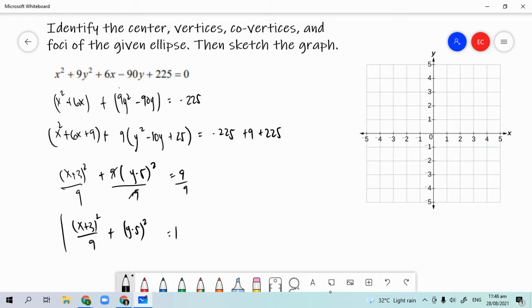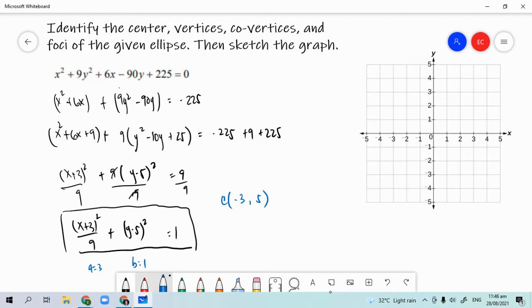So from this standard form of the equation, we can easily identify the center. So the center here is negative 3, 5, right? Because it's x minus h squared plus y minus k squared. And then the value here of A is 3 since A squared is 9, and then B is 1, right? So from these values, we can also easily identify the vertices because we know for a fact that the vertices of an ellipse is just A units from the center.